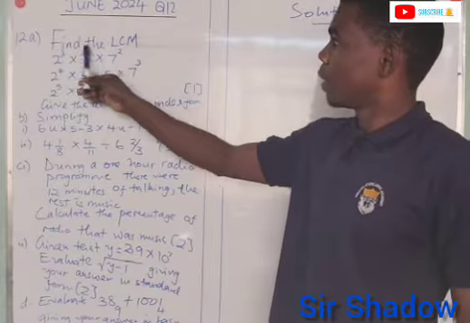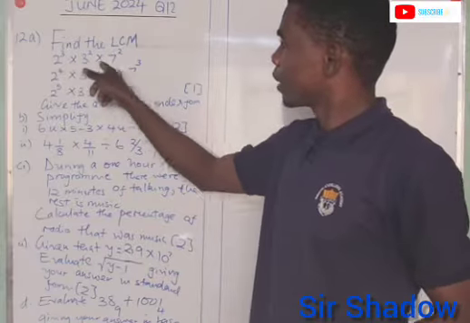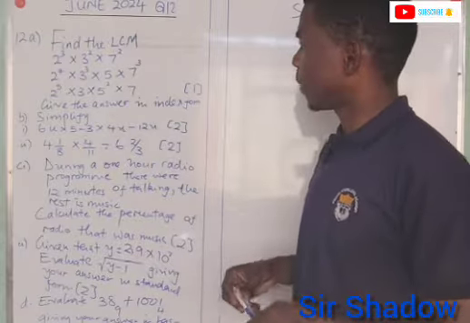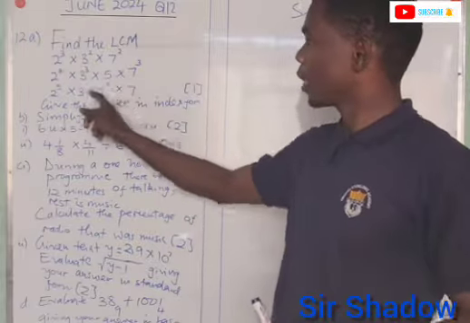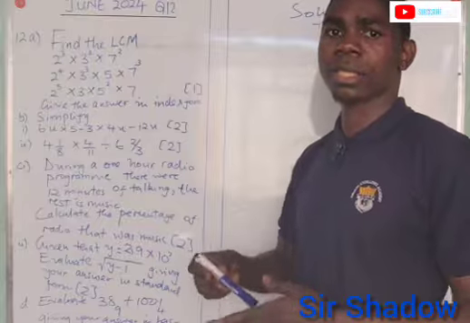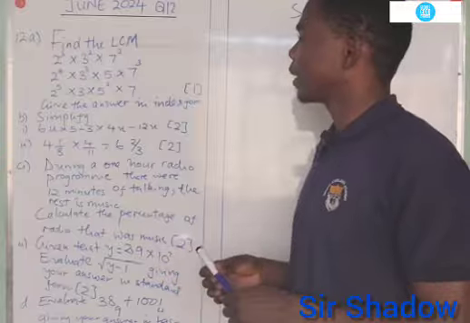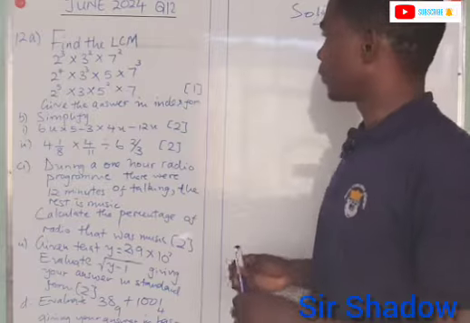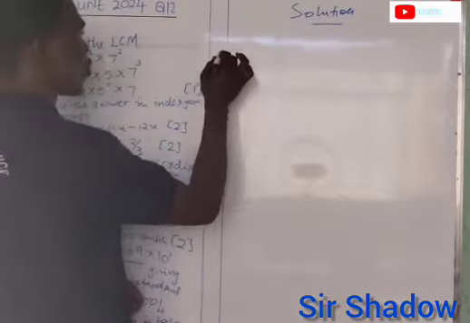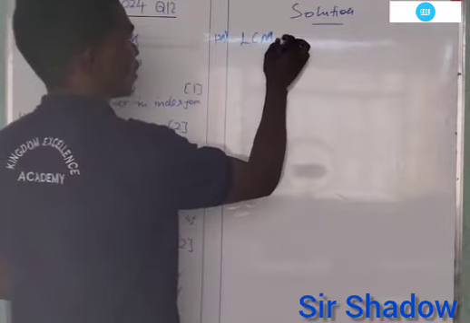Remember those factors are expressed as a product of prime factors in index form, and all of them are expressed in index form. So we want to find the lowest common multiple from there as they are expressed in index form.